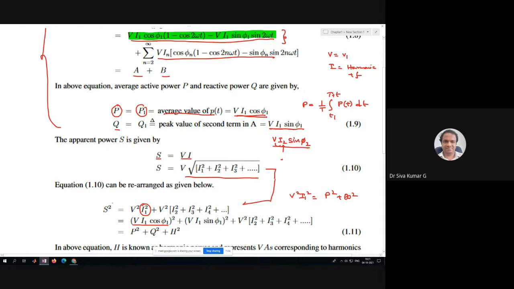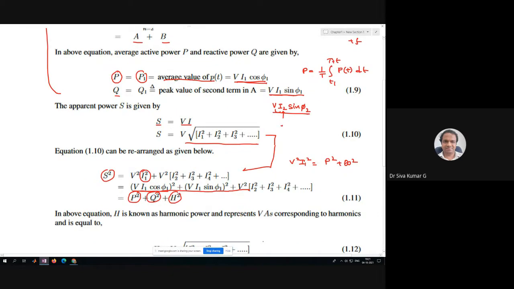Right, because we have taken the square over here. S square is V square into... Why have we written this kind of equation over here? It is to mention P square plus Q square plus H square. This is about the harmonic power.